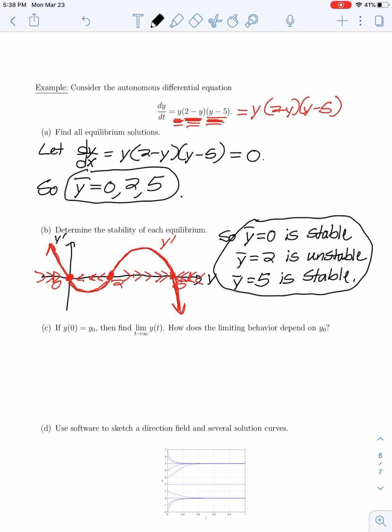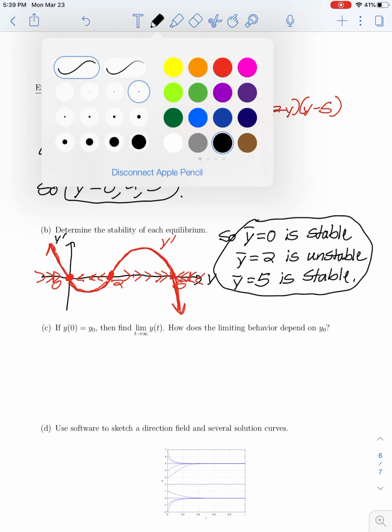So in this example, we found that there's two different equilibria which are stable, namely 0 and 5. So the question is, well, when would we approach 0 versus when would we approach 5? And the answer is it depends on what our initial condition is. When we look at our phase line diagram, there appears to be a split in limiting behavior at 2.